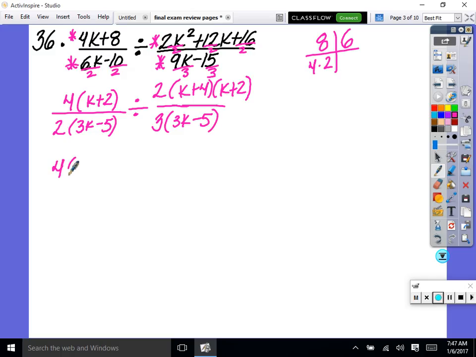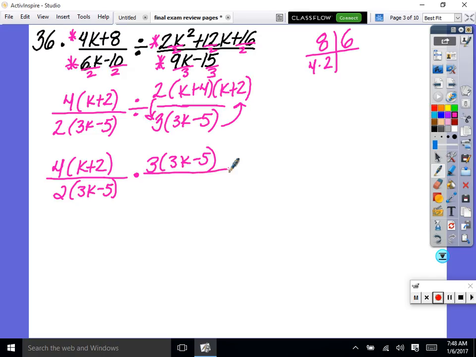Look at the second fraction and multiply. So I'm going to rewrite out what I have here. We're multiplication, so this is going to come to the top. So that's 3k minus 5. And then this is going to come to the bottom. So we have our 2 and k plus 4 times k plus 2.